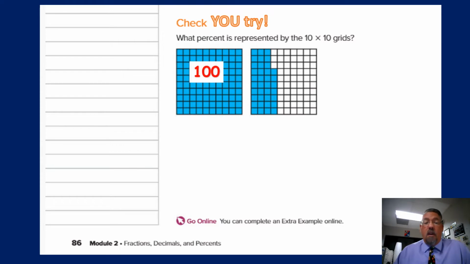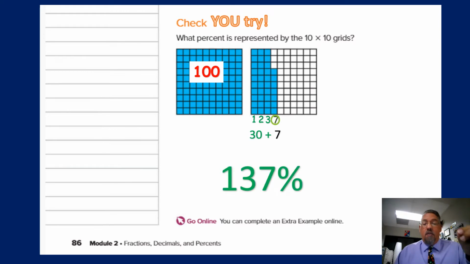So what you should have ended up with is that first one is 100, right? And then when I count my whole rows or columns of 10, I have 3 of them. And then individually, I'm going to have 7 little boxes. So once again, I write a 7, I circle it because I know I'm adding 7. And when I take 100 plus 30 plus 7, I should have ended up with 130%.